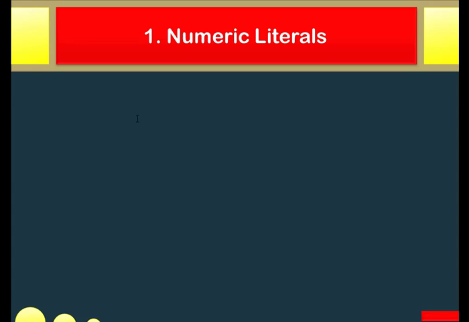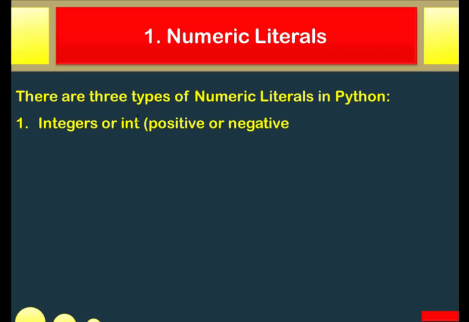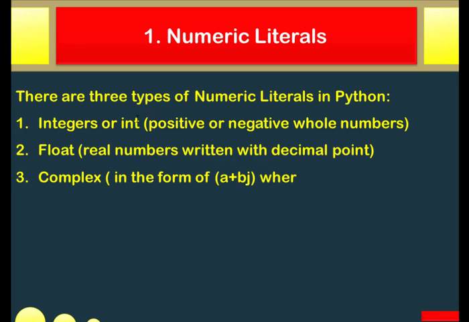Okay, now we are going to learn about numeric literals. So there are 3 types of numeric literals in Python: integer or int, positive or negative whole numbers; float, real numbers written with a decimal point; and complex, in the form of a plus bj, where a and b are floats and j represents the square root of minus 1.